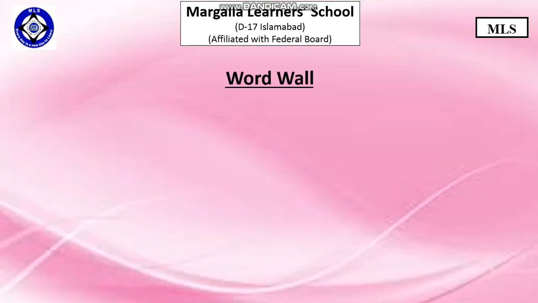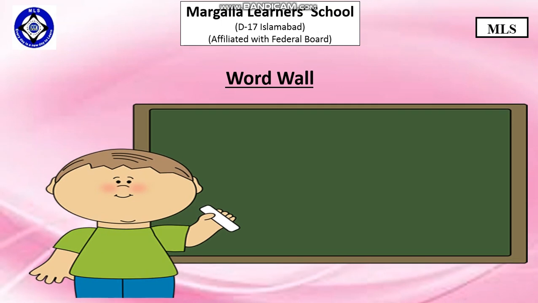Let's look at a word wall. First of all, let us look at the words on this wall and then we will see what these words are about. So, repeat these words after me. The first word is sun. That's right, it is sun. The next word is bin. Repeat it with me. Bin.